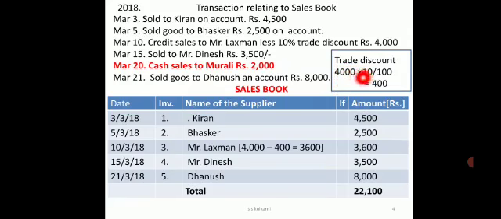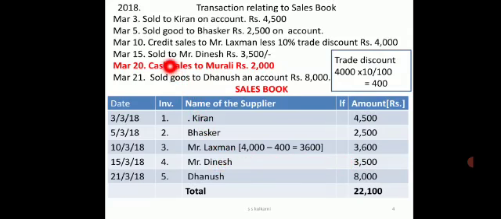10% of 4,000 amounts to 400, so 4,000 minus 400 is 3,600, which you will get as net sales made. Next, coming to the 15th, we have sold goods to Dinesh for 3,500, so write Mr. Dinesh, enter the amount 3,500 and date 15/3, invoice number 4.